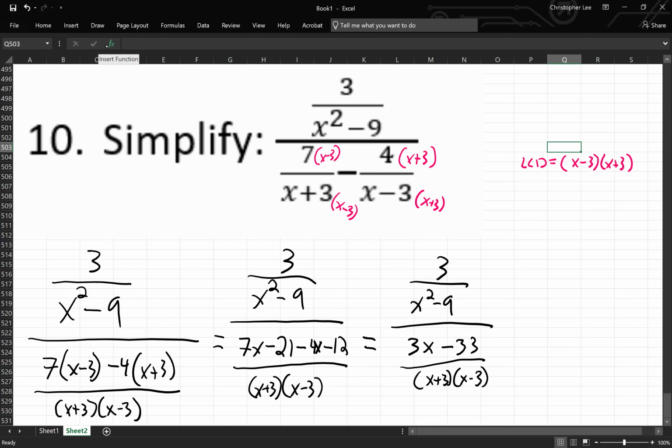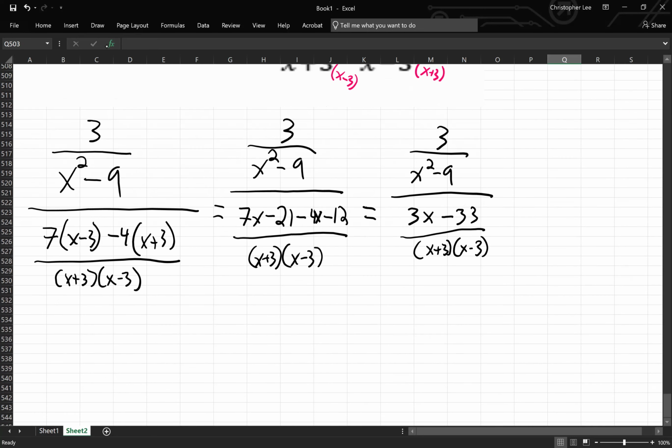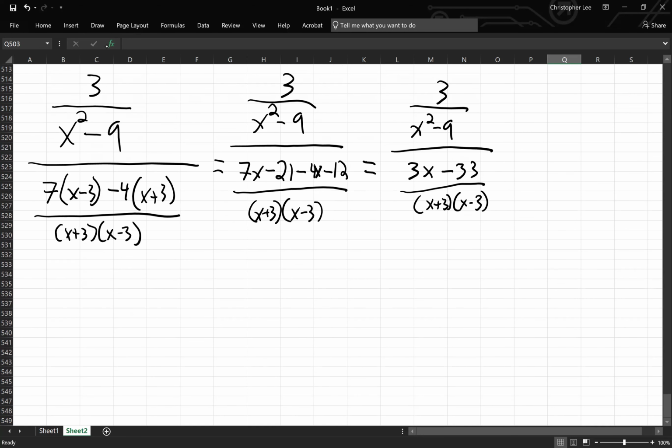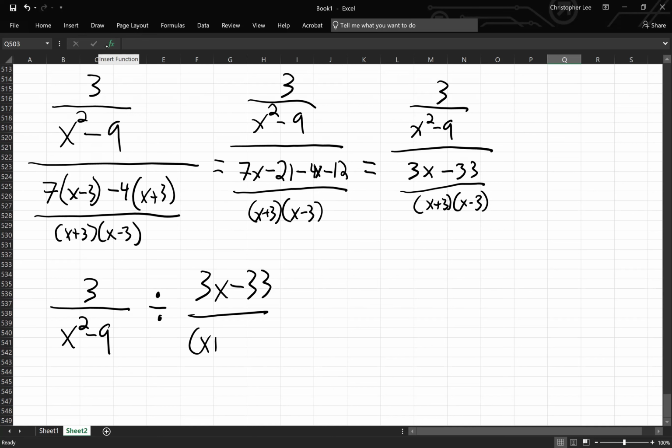This is what I wanted to get to, right? I have a rational expression divided by a rational expression, right? So I can rewrite this now as 3 over x squared minus 9 divided by the 3x minus 33 over the x plus 3, x minus 3, right?